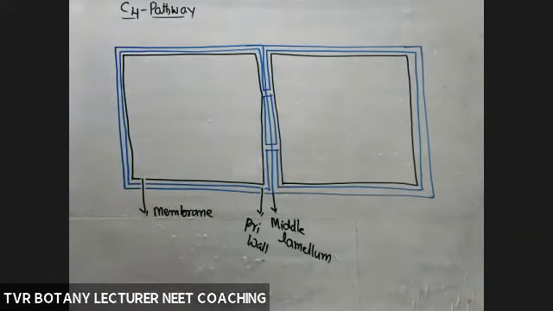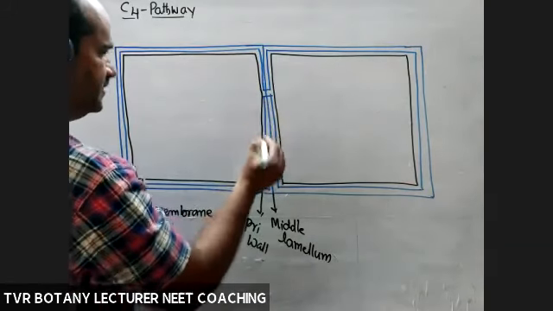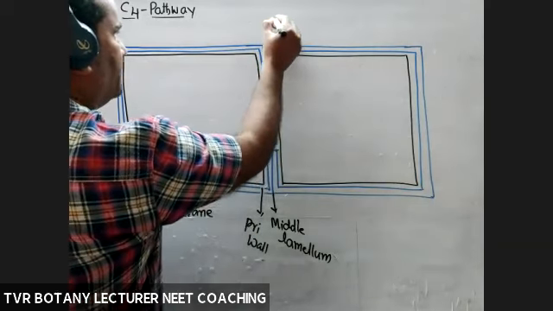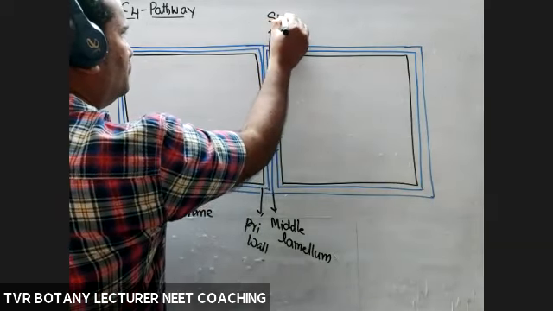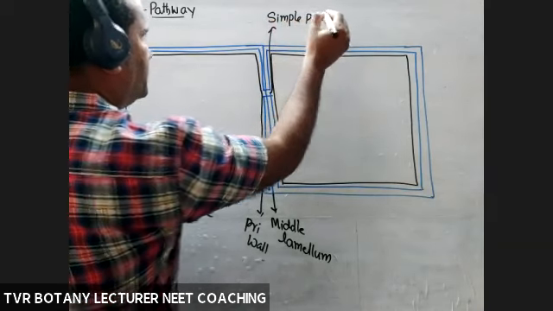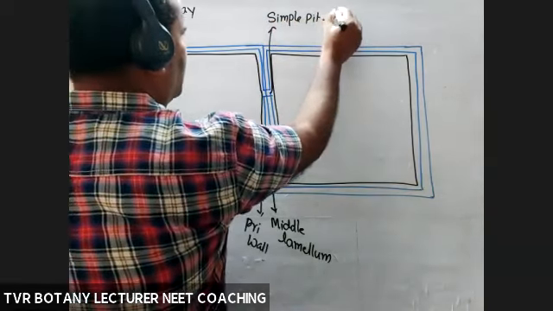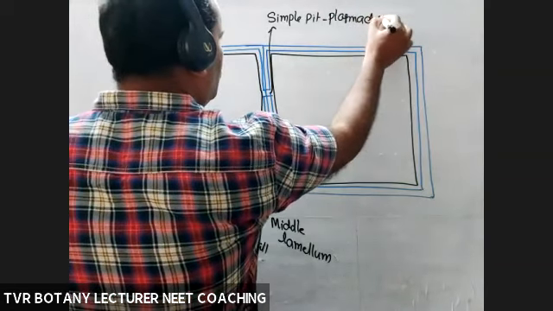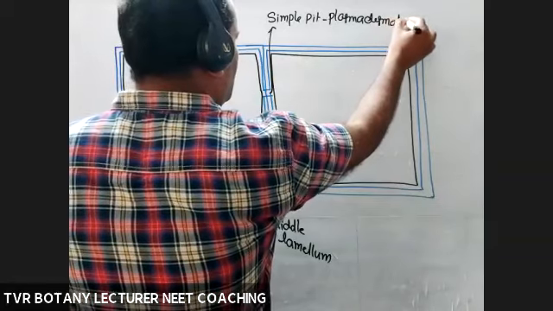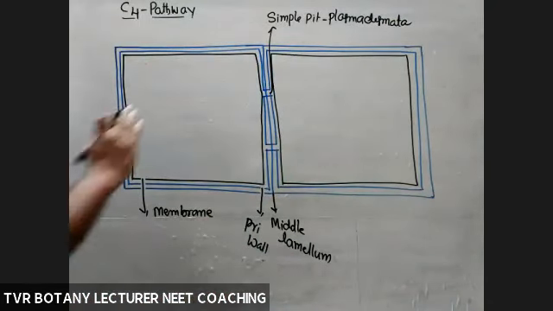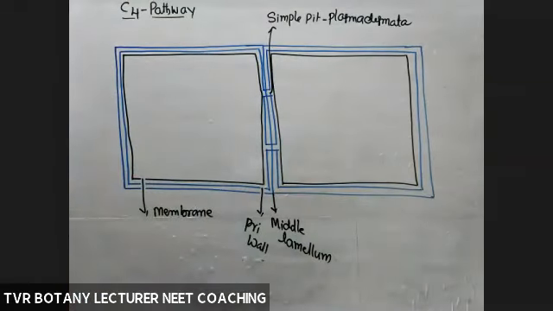Secondary walls absent. Okay, so thin areas, pits, simple pits only. So this one I'm taking pit, simple pit. Pit with plasmodesmata. Cytoplasmic bridges for intercellular transportation of materials.